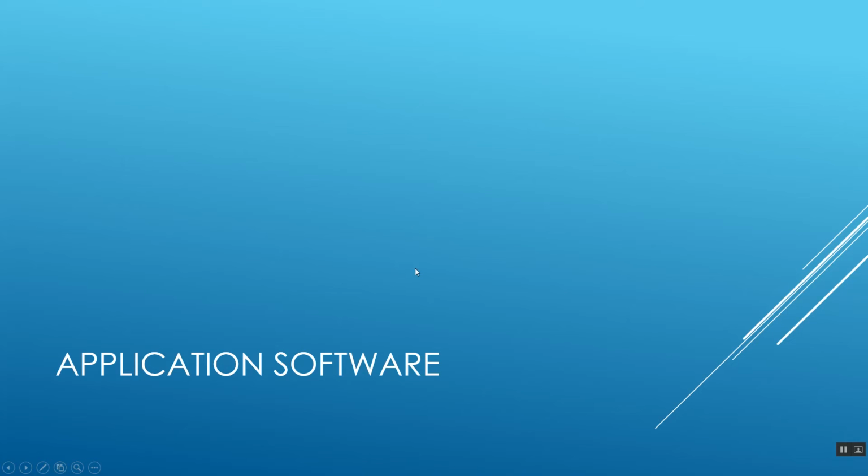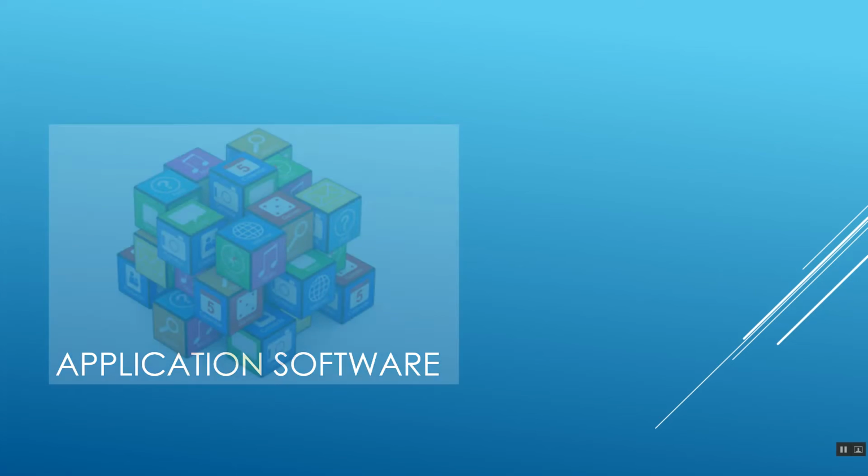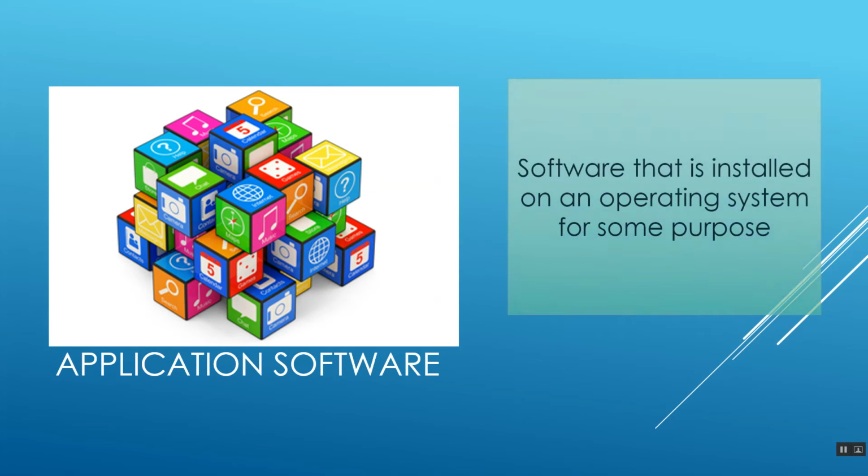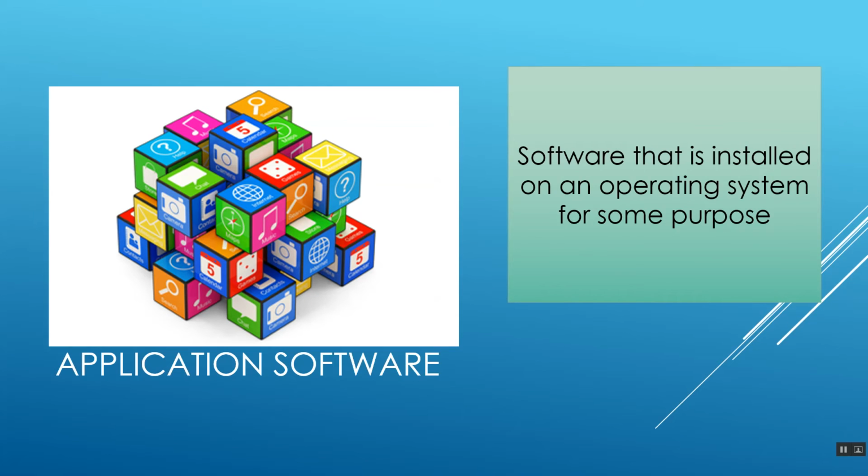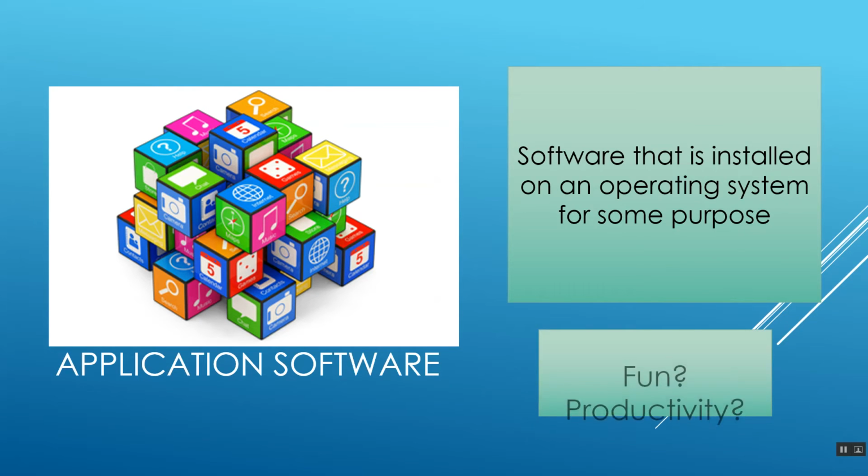Now the major difference here is operating systems run your system, allow you to interact with your system. An application software is actually installed on your operating system, usually for some purpose or another. Can be fun, can be productivity. Of course, there are good and bad applications that can be installed, but typically the ones that you install, for example, on your phone or on your computer, are something you put on there because you want. This could be a game, this could be any number of things.